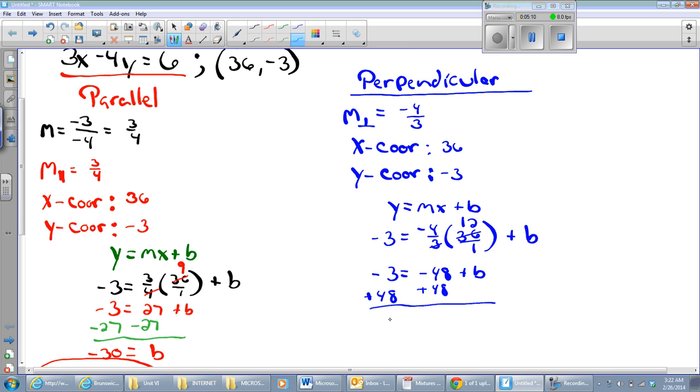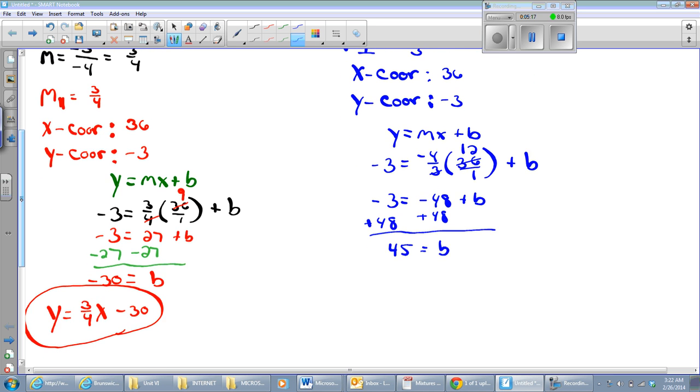And I will get 45 equals b. So I need to write my equation. y equals, my slope was negative 4/3, I believe, x plus 45. There you go. You should be getting pretty good at this.